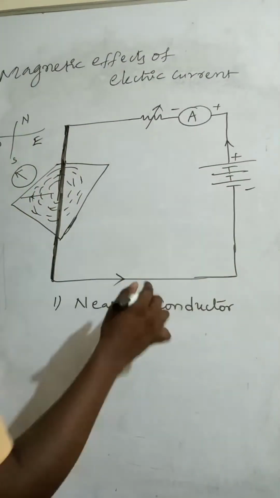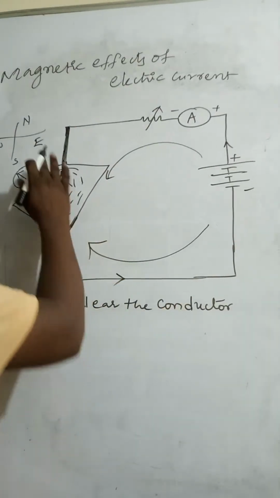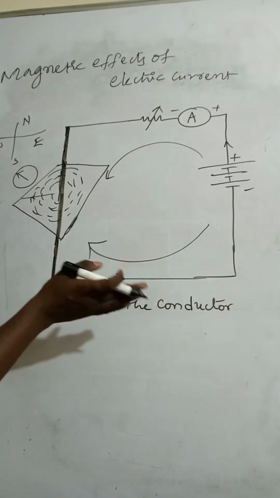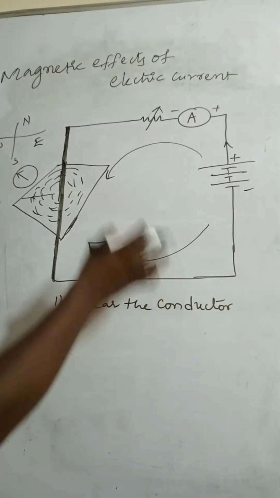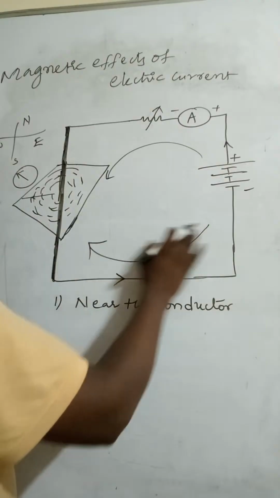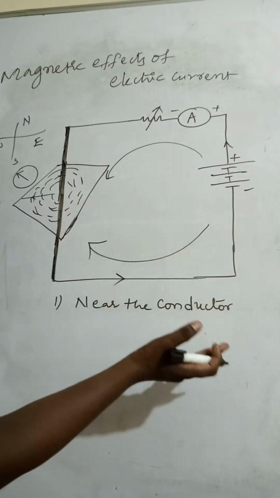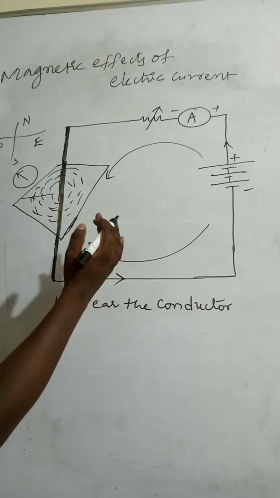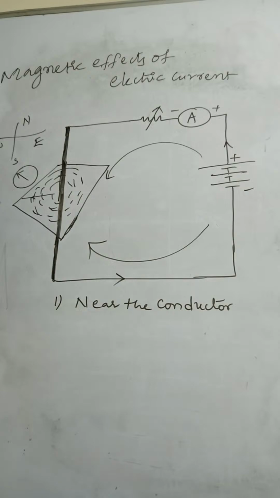If you change the current direction, so initially the current is moving like this, if you change the current direction like this, the compass shows towards east direction. So by this observation we can conclude that if you change the current direction, magnetic field direction also changes. Clear? So that is about straight conductor.